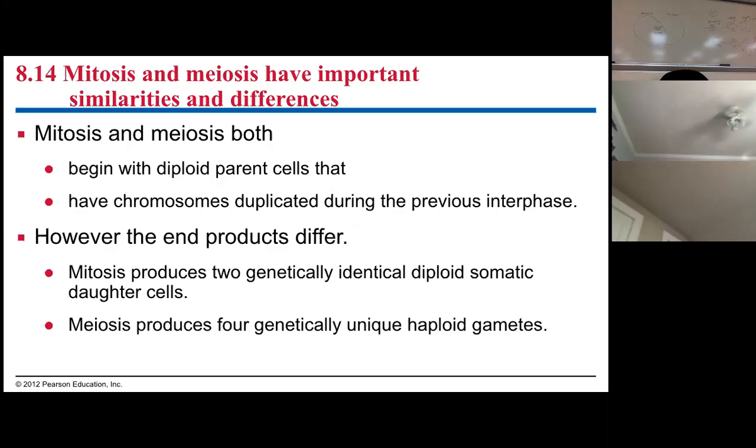Okay, so in meiosis, what we end up with is 4 daughter cells that are not identical to the parent. These cells are haploid. So they only got this one, and this one, and this one. Or maybe they got this one, and this one, and this one. But they only have one from each homologous chromosome pair.